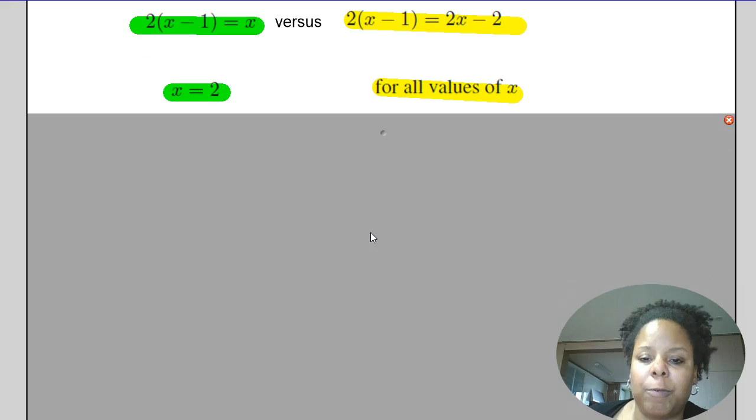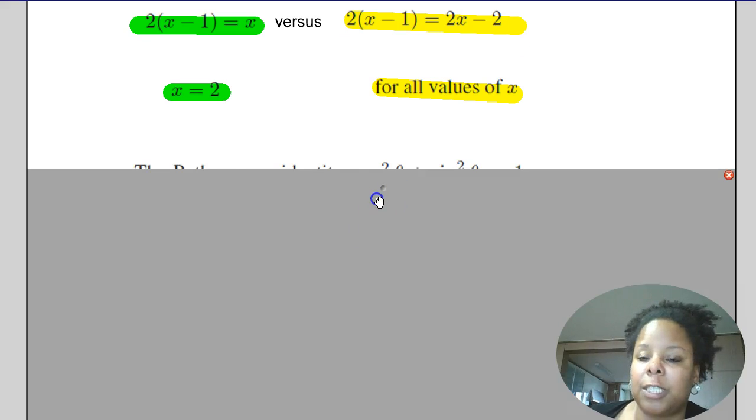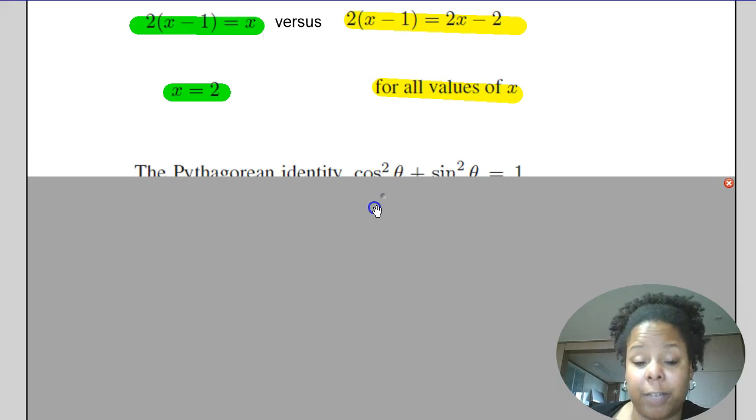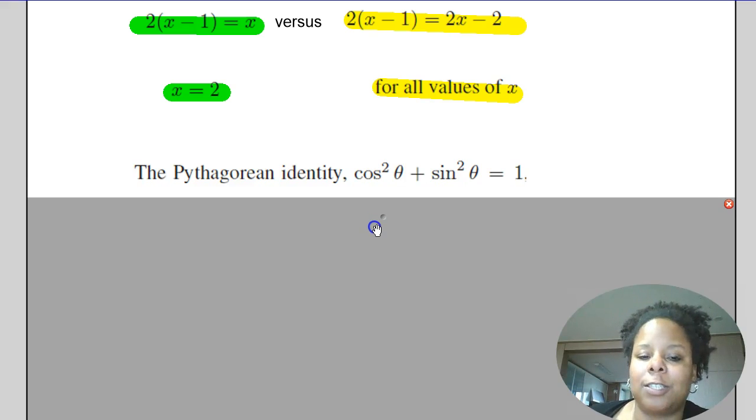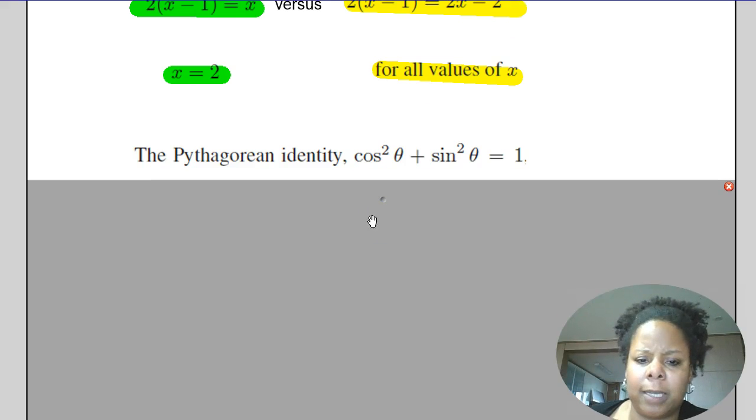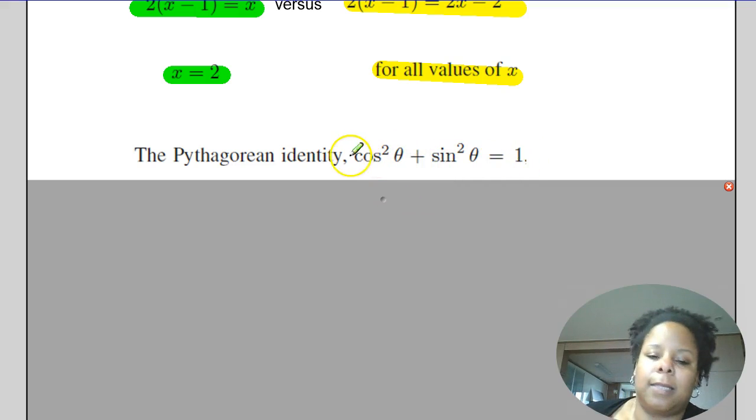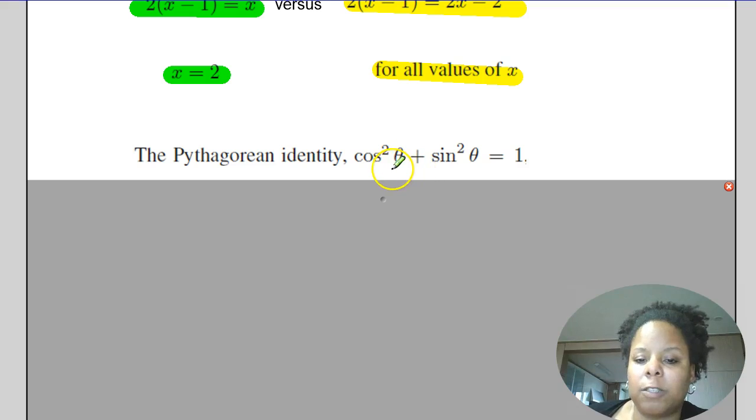Okay, and in trigonometry we have a lot of identities because the function is periodic. Trigonometric functions are periodic. One such identity is the Pythagorean identity. It doesn't matter what angle theta is, but regardless of what it is, cosine squared of theta plus sine squared of theta will always equal 1.